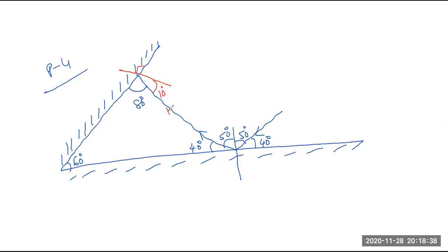Now a light ray is coming and falling at an angle of 10 degrees. When the light ray is falling at 10 degrees, then there is a reflected light. The reflected light is also of 10 degrees. Now this ray, after reflection, according to the problem, again falls on the first mirror.